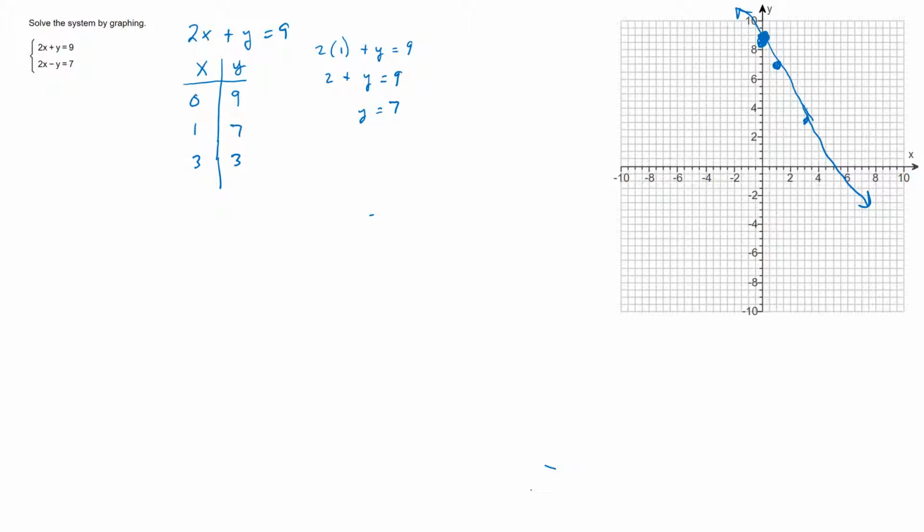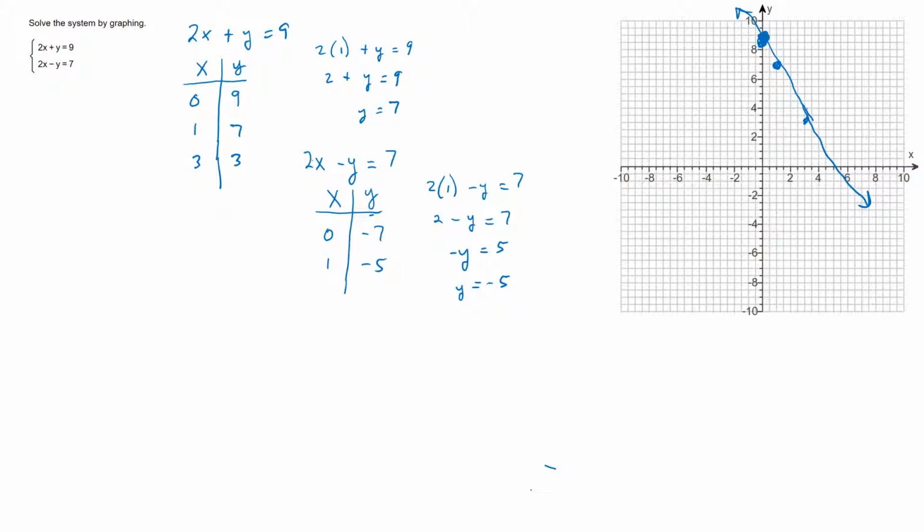Now I'm going to bring my attention to the other equation. The other equation is 2x minus y equals 7. And once again, I need at least two ordered pair solutions. If I were to put 0 in for x, y would come out to be negative 7. I'll plug 1 in for x now, and I'll work it out. 2 times 1 minus y equals 7. So I have 2 minus y equals 7. Then I would subtract 2 from both sides, and then divide both sides by negative 1.